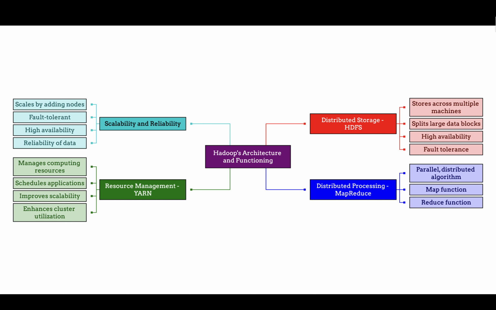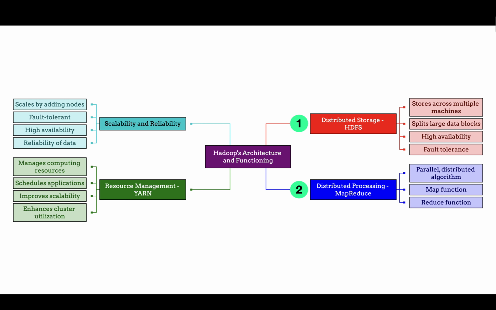Hadoop's architecture and functioning. 1. Distributed storage, HDFS. HDFS stores data across multiple machines without prior organization. It splits large data blocks and distributes them across nodes in a cluster, ensuring high availability and fault tolerance.